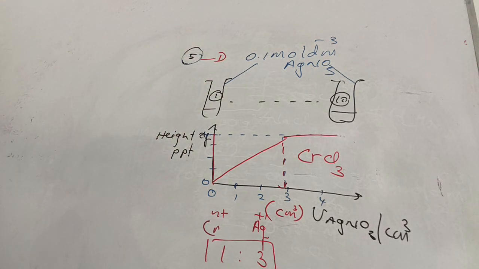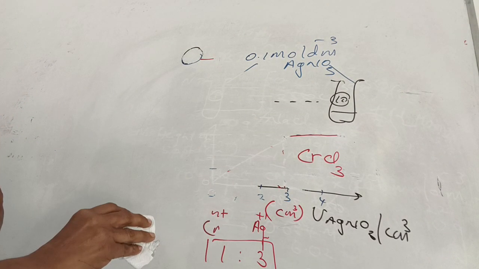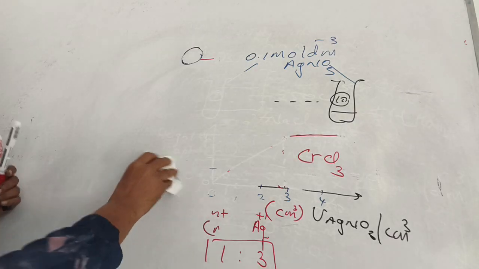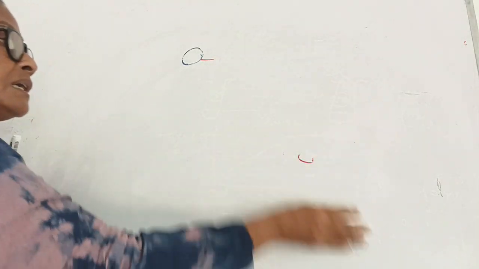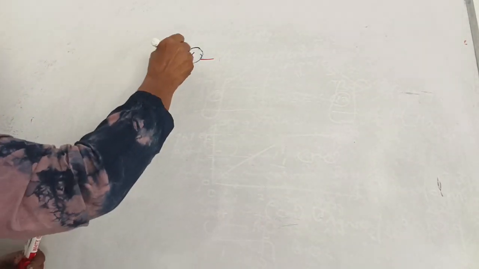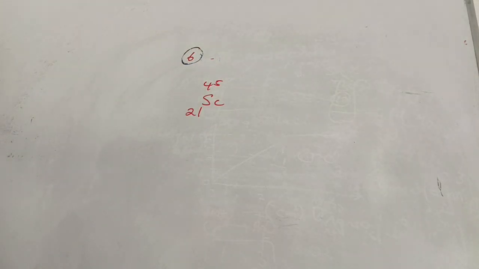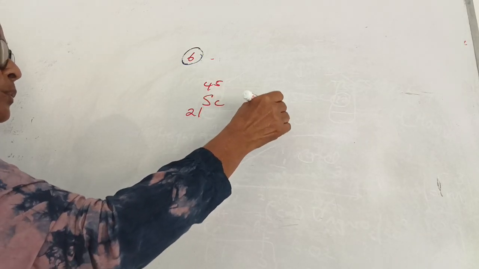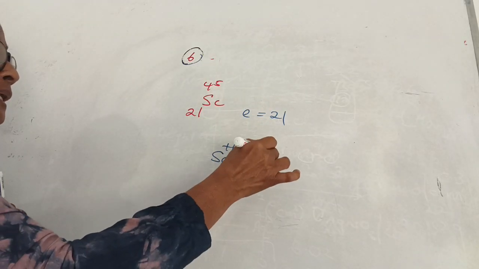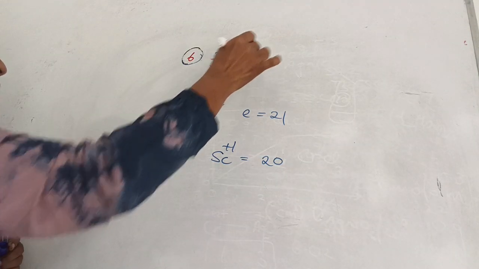Moving on to question number 6, which is based on scandium. Scandium is provided with atomic number 21 and mass number 45. Your question is the number of electrons in an atom of scandium 1 plus. Obviously, the number of electrons should be 21 when it is neutral. When it has lost 1 electron, the number of electrons should be 20. For part 6A, the best answer is A.